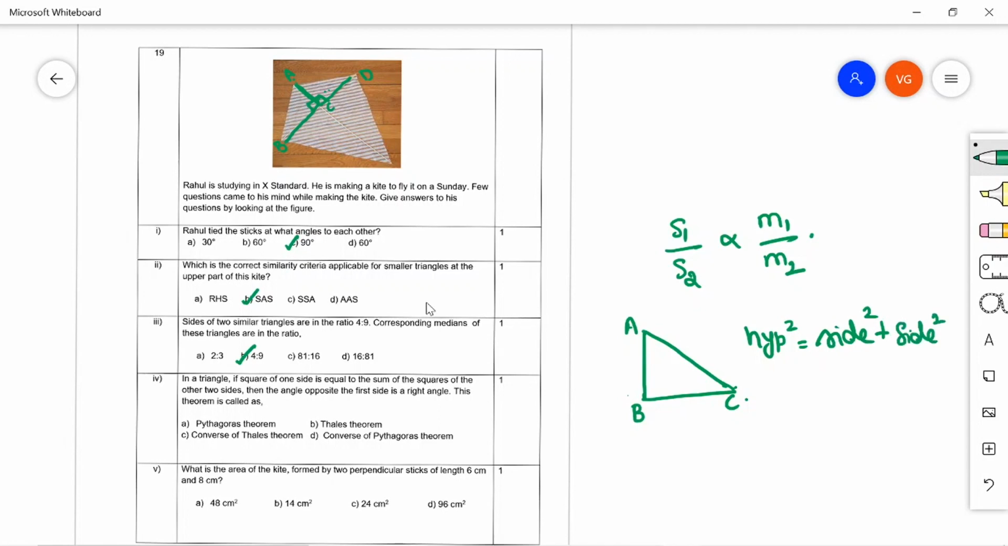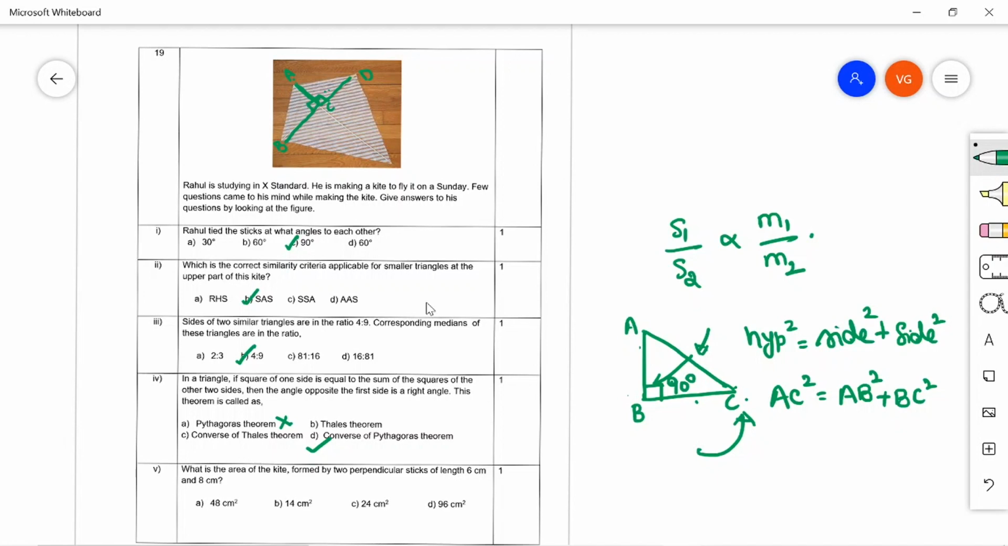If in a triangle the square of one side, suppose AC square, is equal to the sum of squares of the other two sides, AB square plus BC square, then the angle opposite to the first side is 90 degrees. But according to Pythagoras theorem, the statement has to relate to a right angle triangle, right? Now you are going opposite to the statement. So that's why this is the converse of Pythagoras theorem. Remember, this is not Pythagoras theorem. It's the converse of Pythagoras theorem. You are giving the statement in the reverse way here.